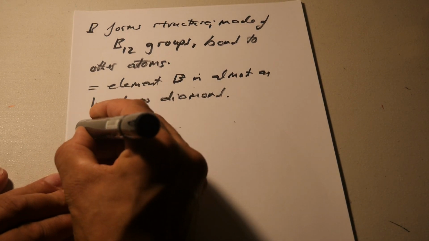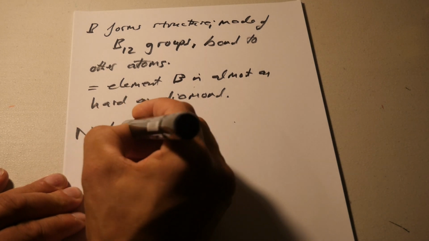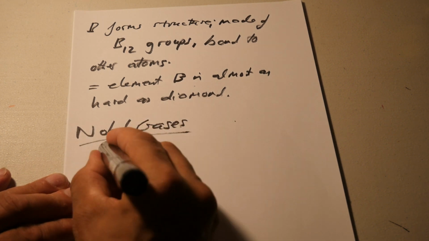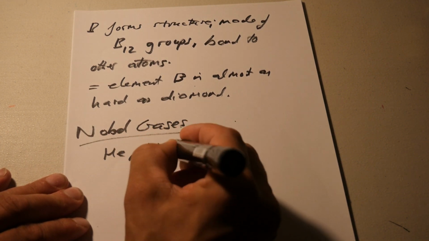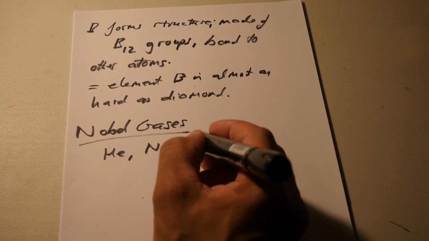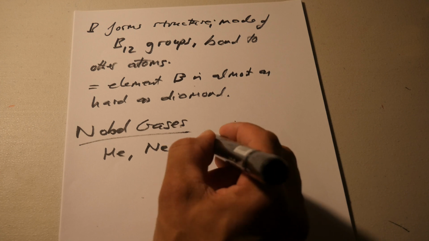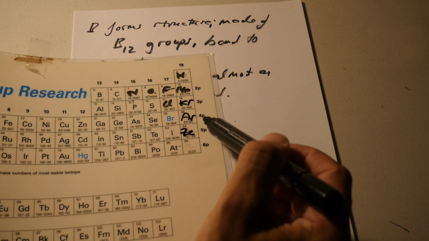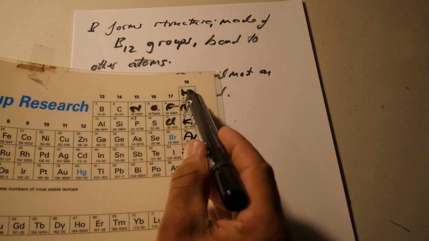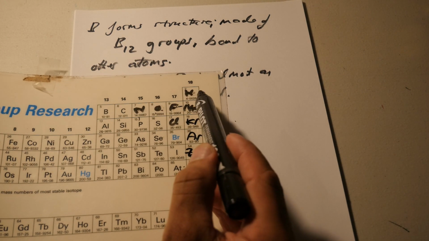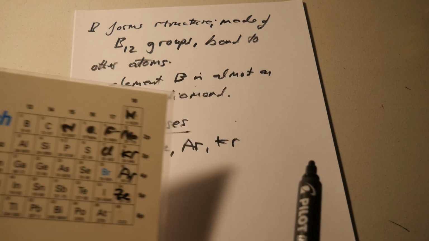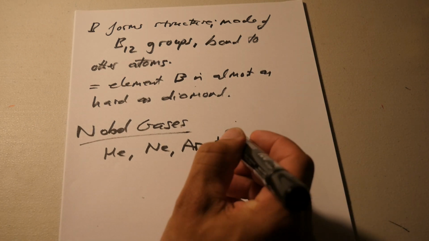Next, the noble gases, which are helium, neon, argon. What's argon? I use a periodic table: argon, Ar, and krypton. Always look up things in the periodic table if you aren't sure. Helium, neon, krypton, argon, xenon.